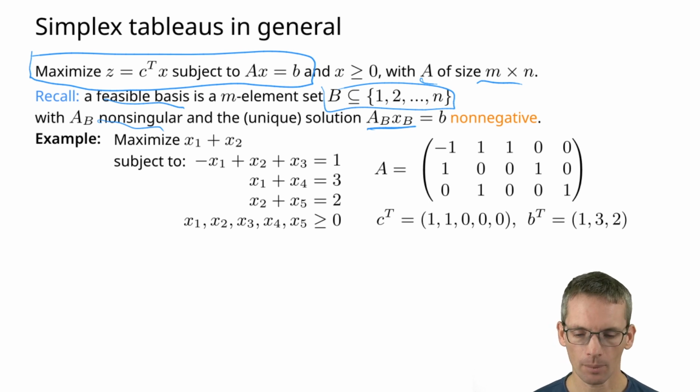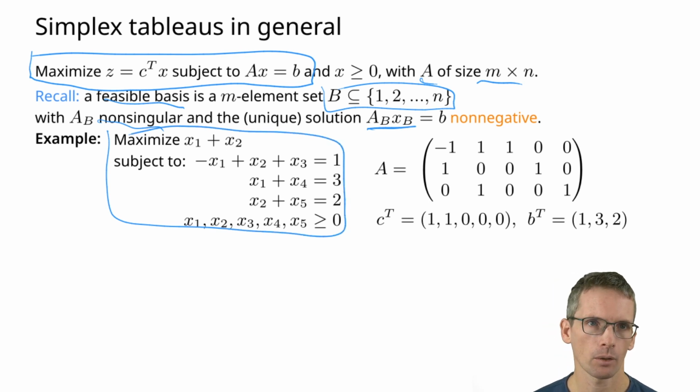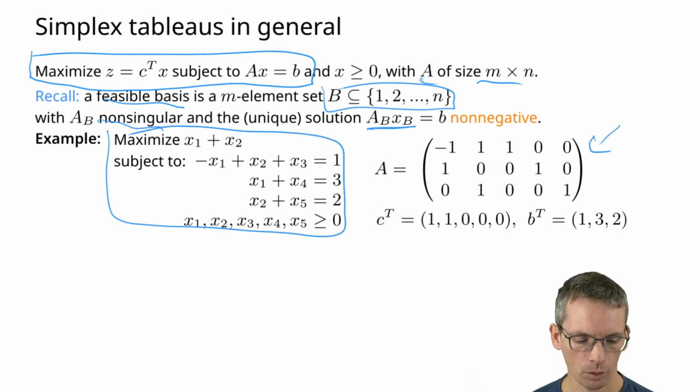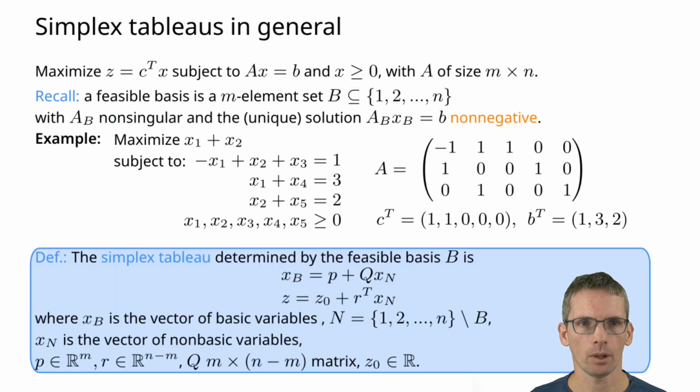As an example, here we have a linear program in equational form. These are the corresponding A, c, and b. Now in the simplex algorithm we use simplex tableaus, and let's describe those in general. A simplex tableau has the following form.